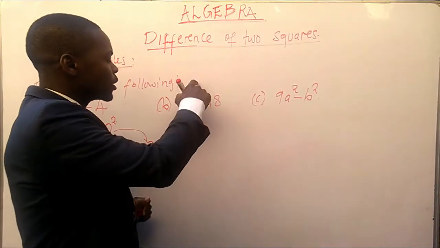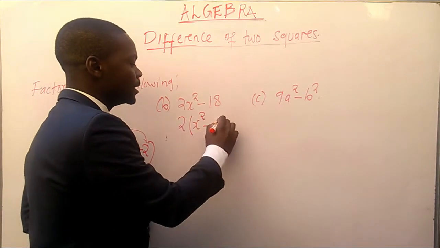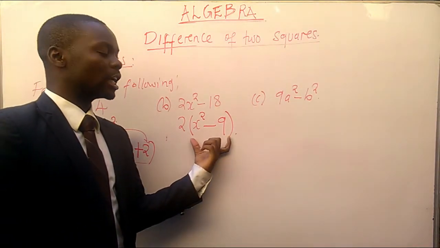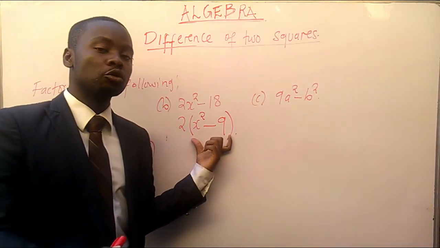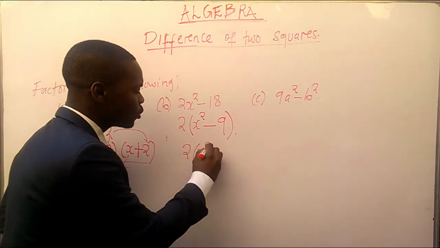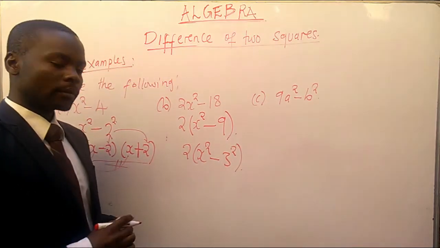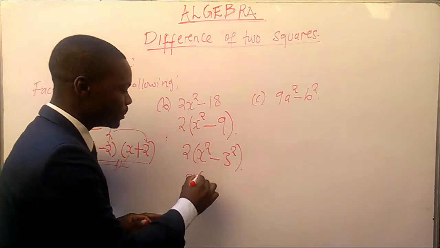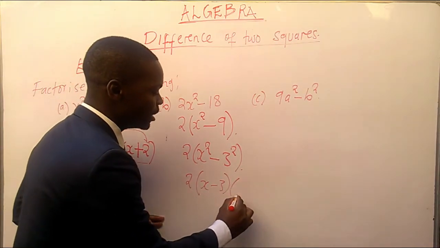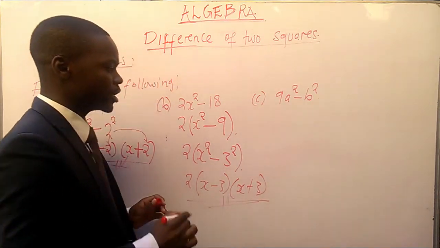So 2 into 2x squared is x squared, minus 2 into 18, it's 9. Now what we have inside can be converted into a difference of two squares expression. So we're going to have 2 times x squared minus 3 squared, like this. Thereafter, we know the concept of the difference of two squares. We're going to have x minus 3, and then x plus 3. A very, very simple expression here.